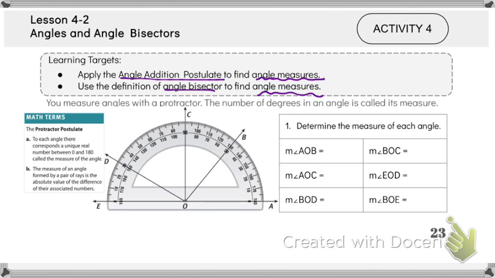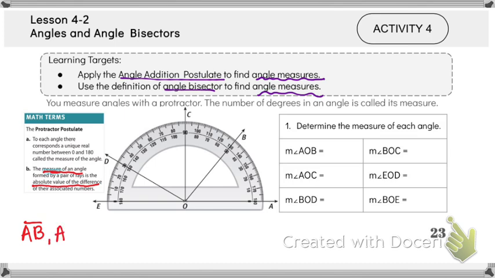The measure of an angle formed by a pair of rays is the absolute value of the difference of their associated numbers. So again, we have that same thing that we had for segments. To look at what the measure of an angle is, you would take the absolute value of their difference.